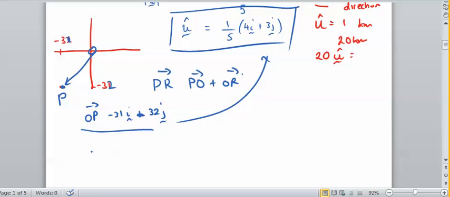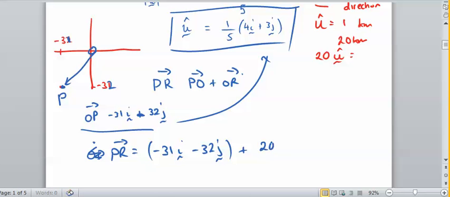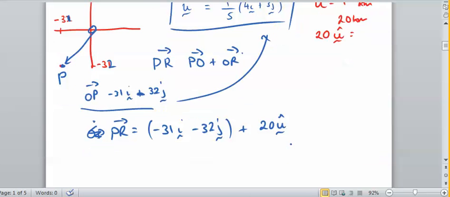So from P to R is equal to negative 31i, negative 32j, plus 20 kilometres, or 20 times this unit vector. Now that unit vector is equal to 1/5. Now 20 over 5 is what? 4. So it's going to be equal to negative 31i, negative 32j, plus 4 outside of (4i plus 3j).